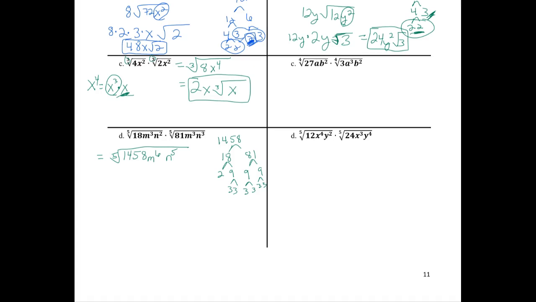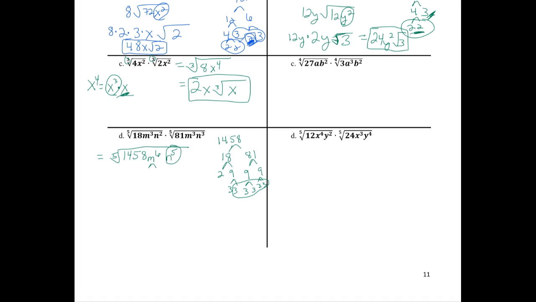We are looking for groups of 5 because it's a fifth root. So I have 1, 2, 3, 4, 5 3's. Something times itself 5 times. Same thing with these variables. Something times itself 5 times. The n to the fifth is already a multiple of 5.